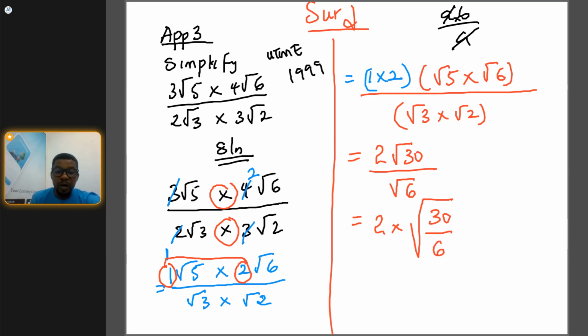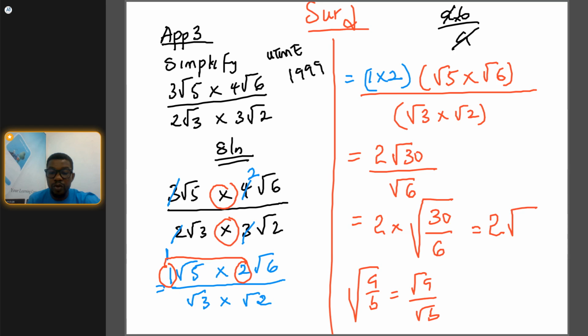One of the laws says the root of A over B is the same thing as root A over root B. So that's what we applied here. Root 30 over root 6 is also the root of 30 over 6. When you divide 30 by 6, your response will be root 5. So the answer will be 2 root 5. Okay, I believe that is clear to us. Is application 3 clear to everyone?